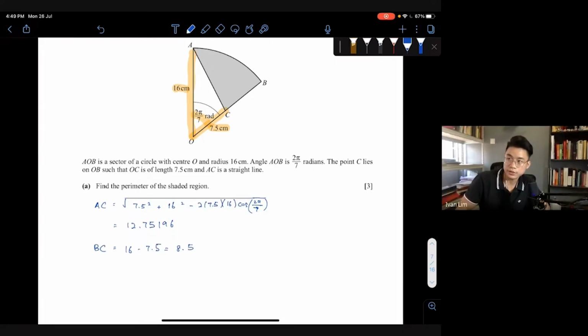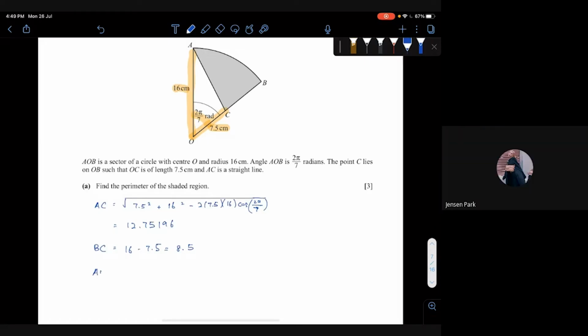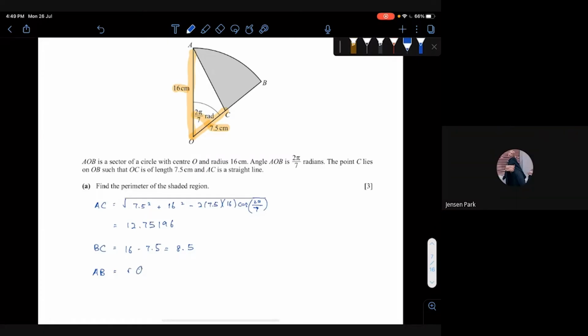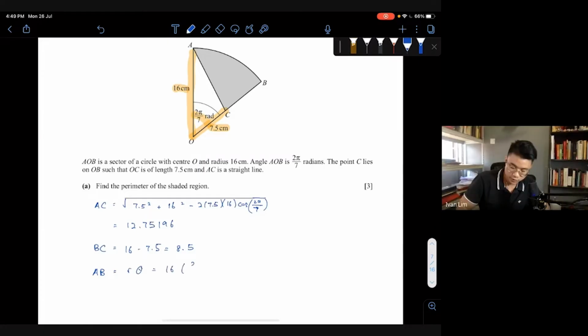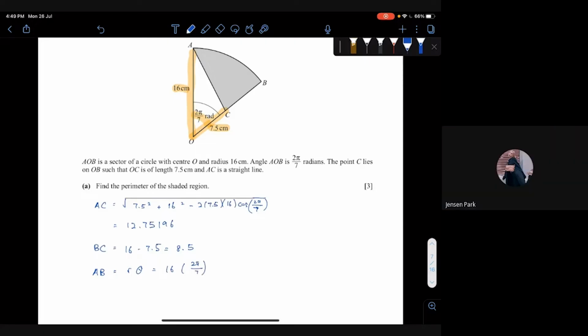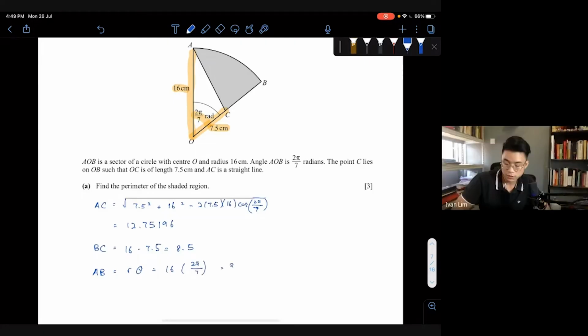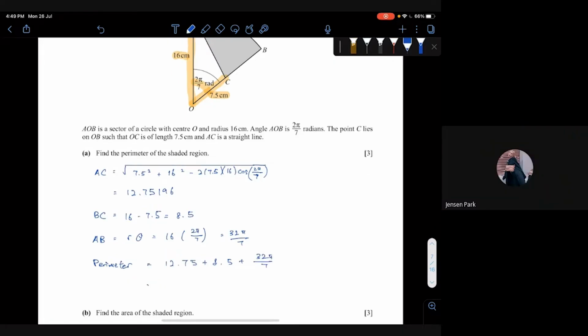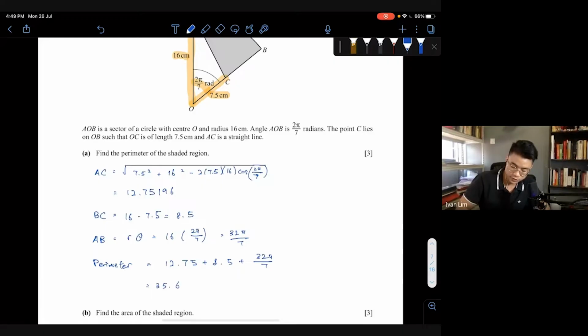And the last one, you'll find the arc length first. AB is r theta, which is arc length. 16 times 2 pi over 7, which is 32 pi over 7. And then you find your perimeter. Perimeter, we add all of the above. What will you get here? I got 35.6. 35.61, or 35.6.